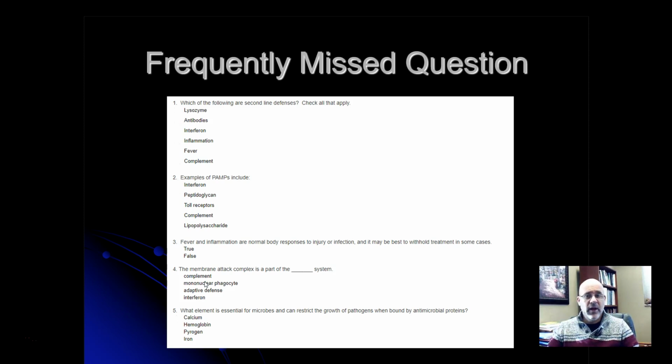Antibodies, we're not going to pick that. That's third line. So we're going to talk about antibodies in chapter 13. Interferon, yes, we will pick that one.